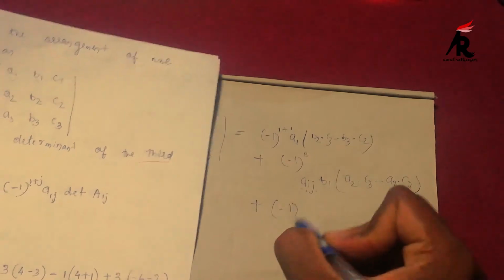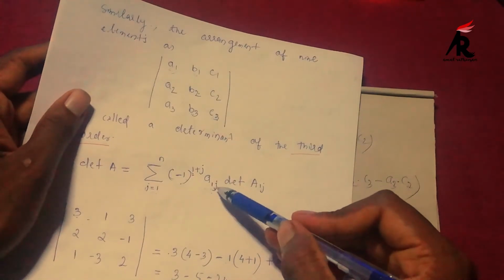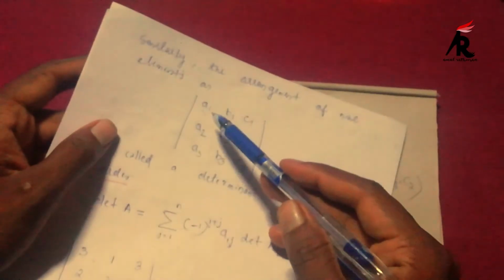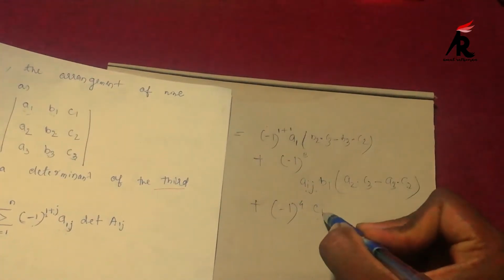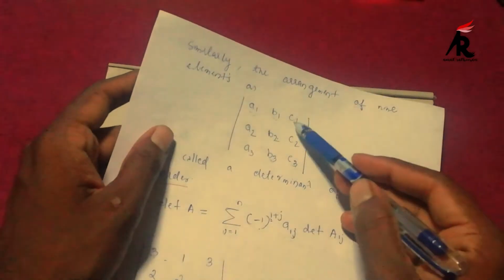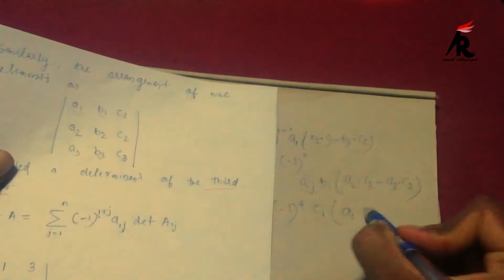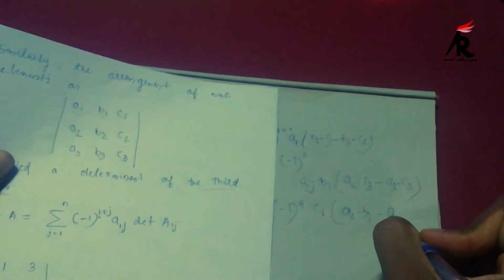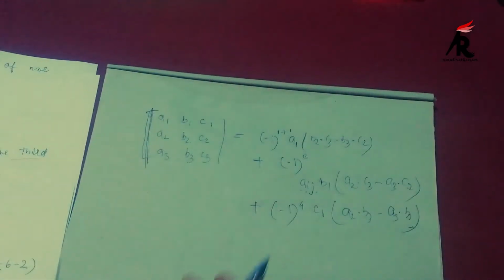again, minus 1 raised to 1 plus 3, which is 4, into a1j where j is 3. Here a13, first row and third column, is c1. Then the determinant of the minor of c1 will be, eliminating its column and row, a2 b3 minus a3 b2.